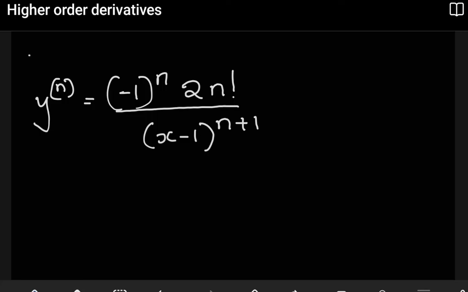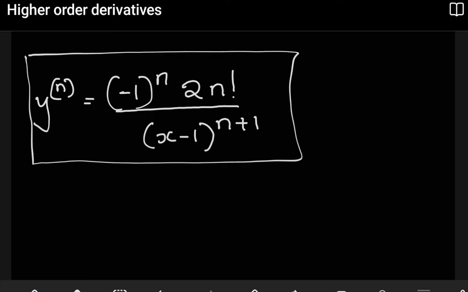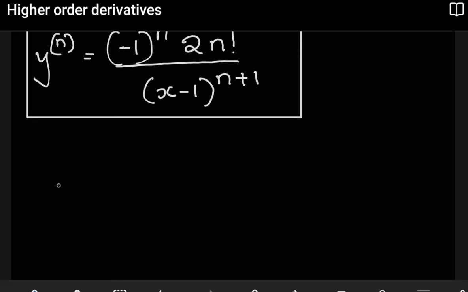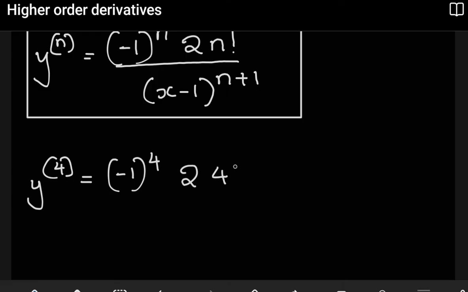Now, this predicts the nth derivative. We can even try it for the fourth one. For the fourth one, we have y, the fourth. Let's see if it works. We have negative 1 raised to the power 4. Then we have 2, then 4 factorial.